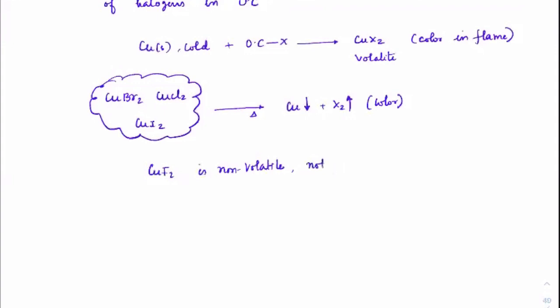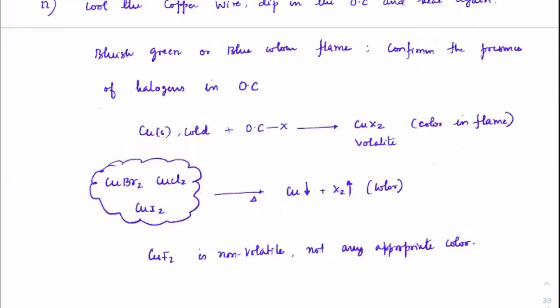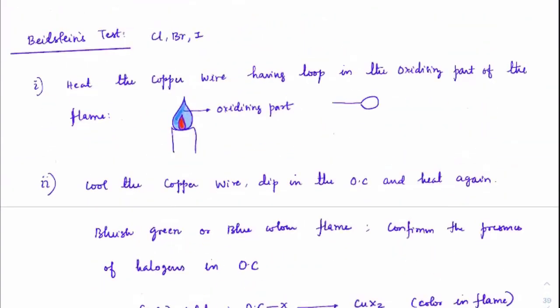Not any appropriate color is formed. So Beilstein's test, what we do, first we take copper wire and heat it on the oxidizing part, just to make it strong. Then we cool that out. Then we dip it in the organic compound and heat again.